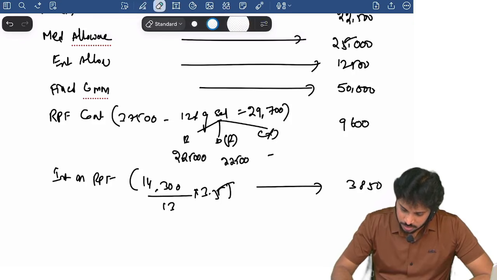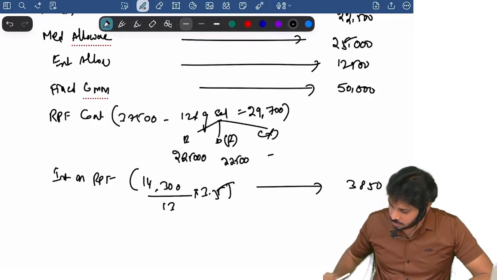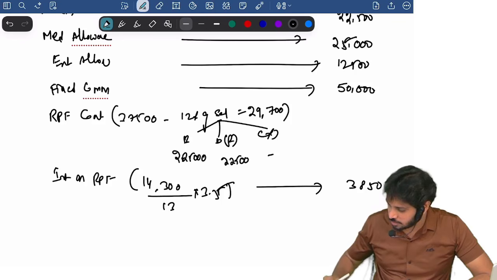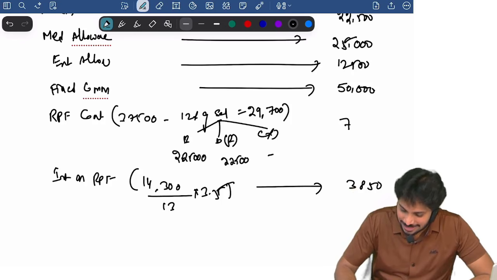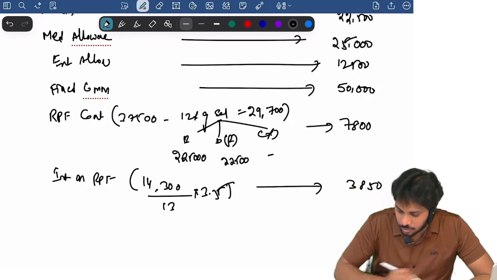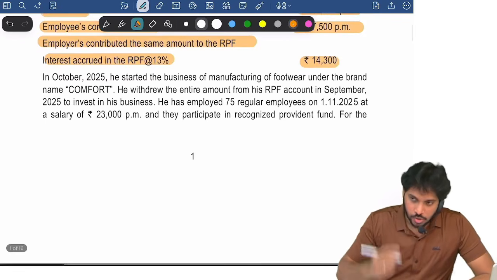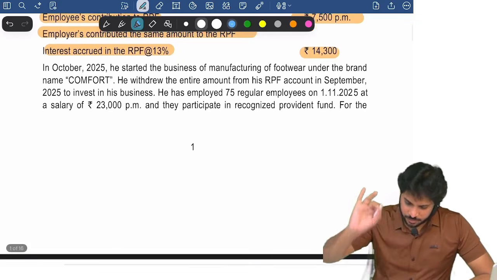Okay, wait a minute. I think I might have taken a wrong calculation. 37,500 minus 29,700. Sorry, I took 27,900 earlier. So this is 7,800. I'm just correcting it. Fine. Next. You also check my calculations simultaneously, okay? So with this, the business is over.